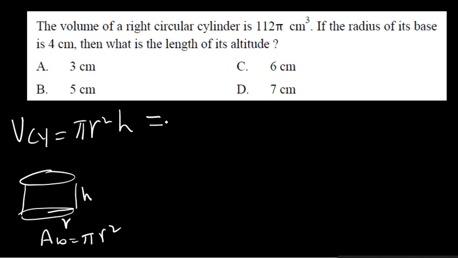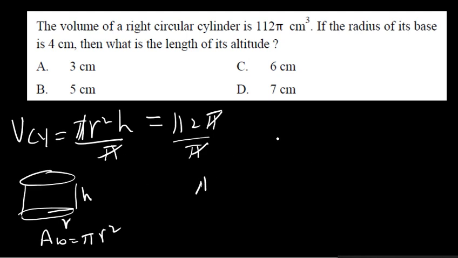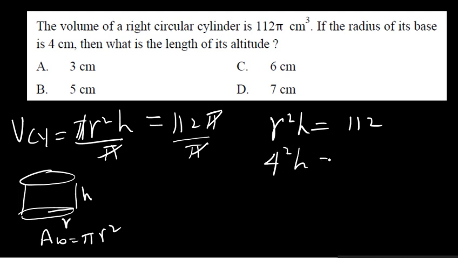Therefore, this value is given to you already, 112 pi. You can divide both sides by pi to cancel the pi. So what is left now? R square h is equal to 112. What's given? The base radius is given to you already. 4 square times h is equal to 112. So we can divide by 4 square on both sides.